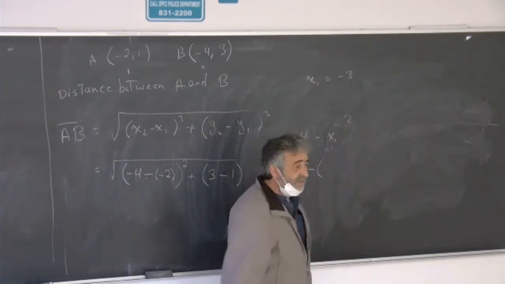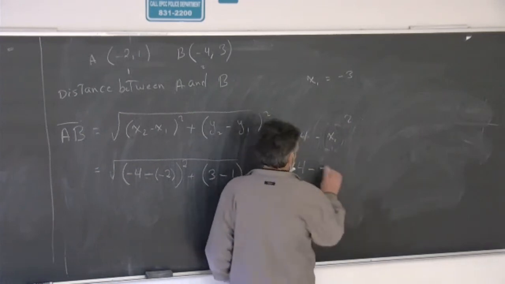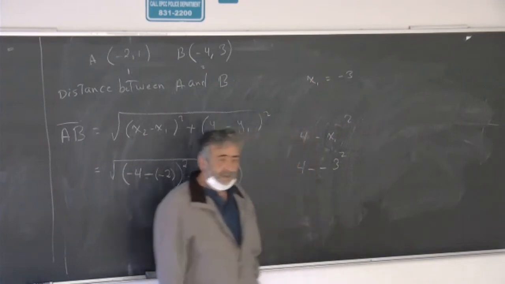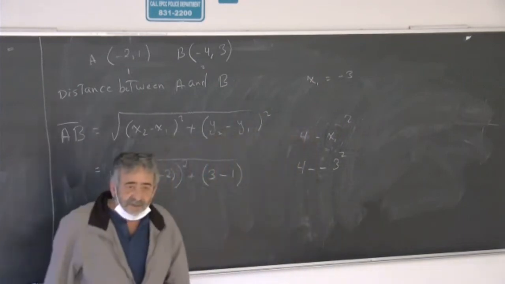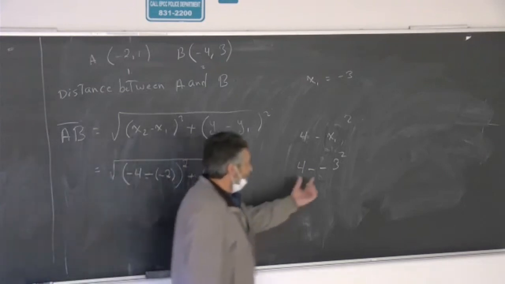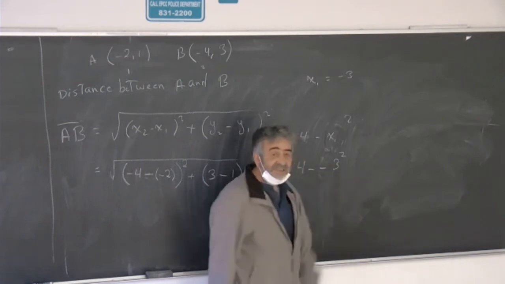Now, if I put x1 squared, guess what? Most of you are going to do it like this if you don't put parentheses. Is that correct? Now, what's going to happen? You're going to say 2 negatives make what? Positive. And then you're going to end up with 13.